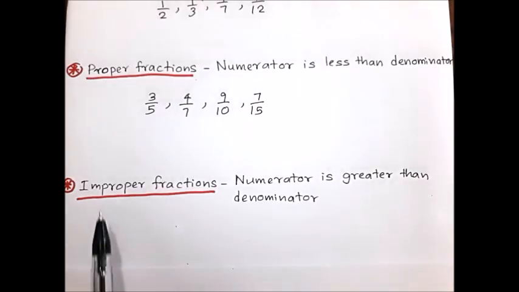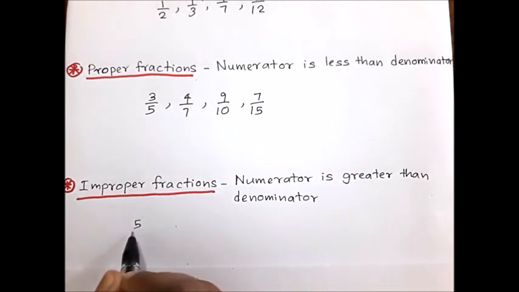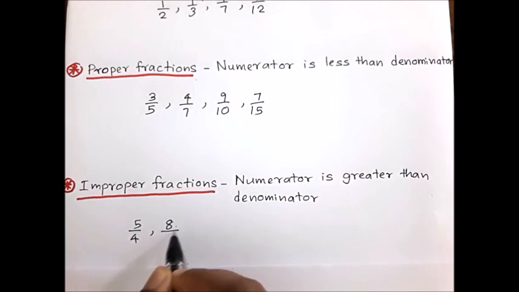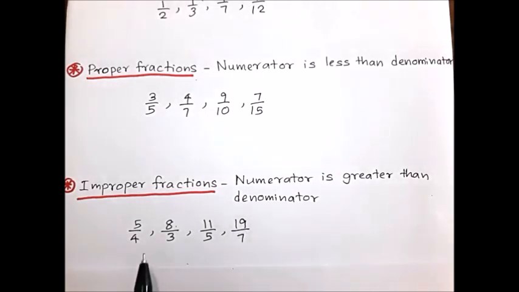Now look at the third type. It is the improper fraction. If the numerator is greater than the denominator, we call it an improper fraction. Examples: 5 over 4, 8 over 3, 11 over 5. Here the numerator is 5, the denominator is 4. The numerator is greater than the denominator. This type of fraction we call improper fraction. In grade 6, you have to learn about unit fractions and proper fractions only. In grade 7, we will learn about improper fractions further.